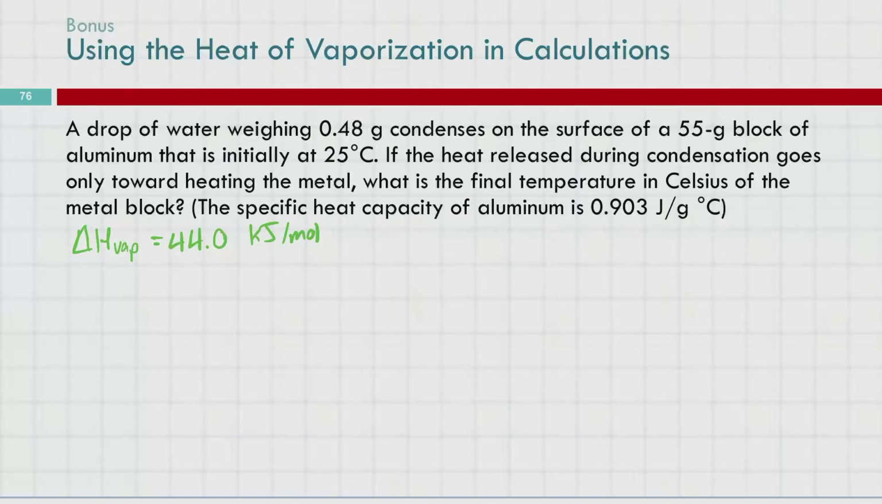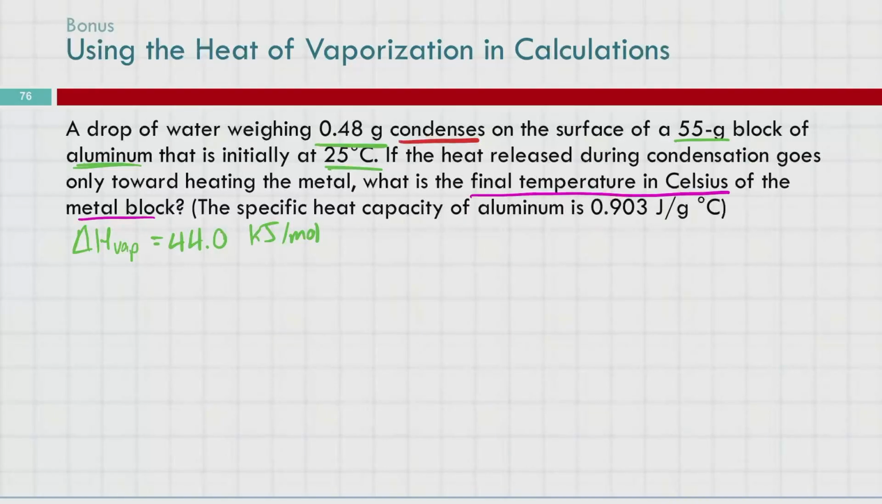So I gave some people in the class a little break, some time to work on the problem. We got a bit of a two-parter. And by a bit of a two-parter, I mean we have a two-parter. A drop of water weighing 0.48 grams condenses, here being a keyword, on the surface of the 55-gram block of aluminum, initially at 25 degrees Celsius. If the heat released during condensation goes only toward heating the metal, what is the final temperature in Celsius of the metal block?